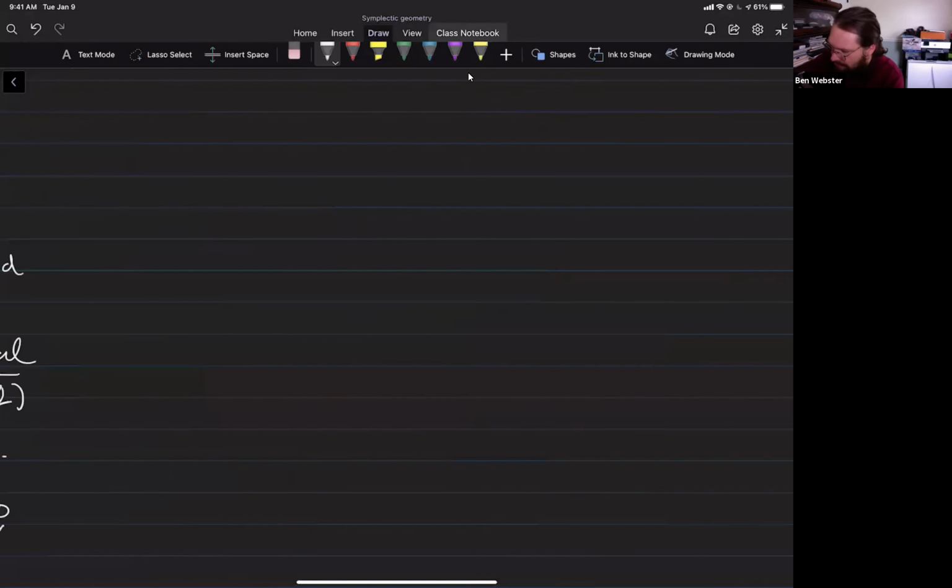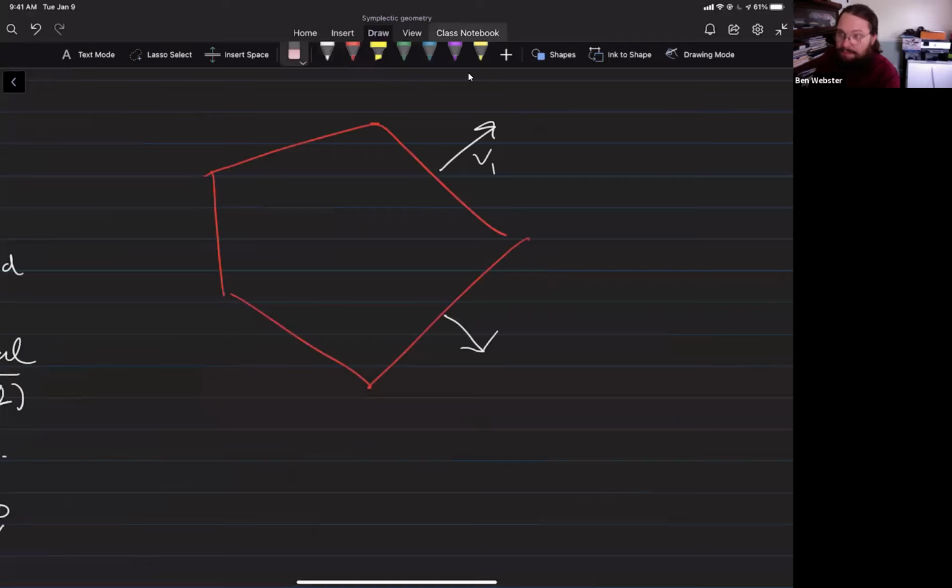So maybe I will draw a picture here. I will have some picture like this. Each piece of the boundary is part of a hyperplane, and that hyperplane is defined by inner product with some normal vector to it.